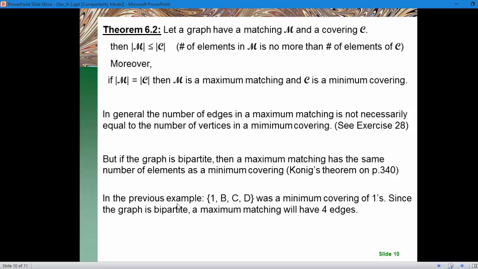Now, in the previous example, we were working with a bipartite graph. So we had a minimum covering, and because that was a minimum covering, a maximum matching will have 4 edges, because this minimum covering has 4 vertices.